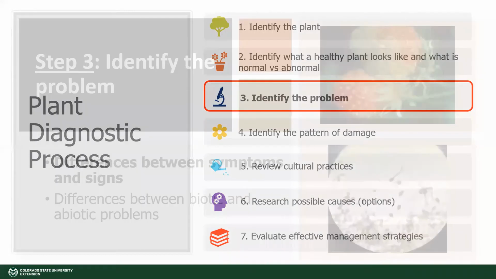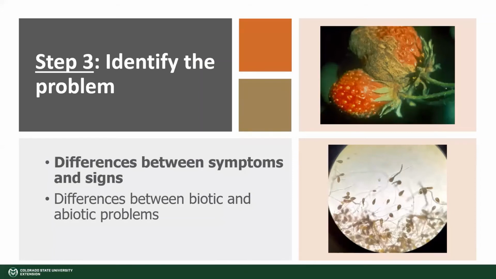So in identifying the problem, we're going to cover the difference between symptoms and signs. What is a symptom, what is a sign? And then we're also going to cover the difference between biotic and abiotic problems: the difference between organisms that are alive and things that are not alive that can cause a problem on the plant. In these 2 pictures I'm showing you here on the bottom part, these are some spores of Alternaria solani, and in the one in the middle, it has just germinated and you see the hyphae. So we're going to talk about what you can look for between symptoms and signs first.